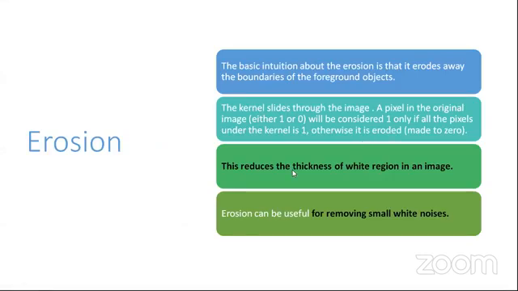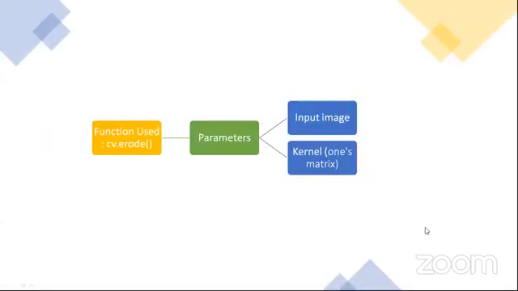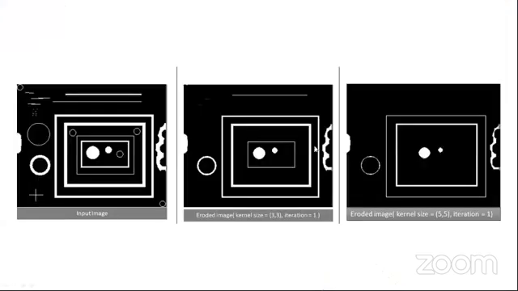So what's the use of it? It will help us to reduce the thickness of the white region in an image. Okay. Erosion can be helpful for removing all the white noise. We will see how. So this is the function cv.erode, which basically helps us to erode the image. So input image is the first parameter, second parameter is kernel, the dimension of the kernel. Okay. So this is the input image.